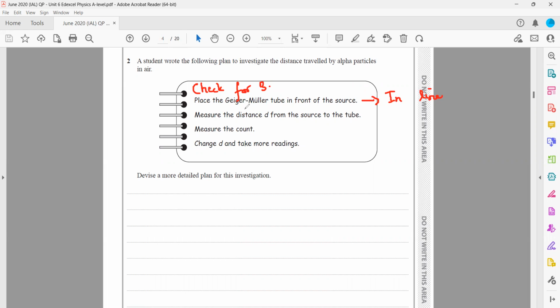Then measure the distance from the source to the tube, but you should specify how you'll measure the distance. So how will you measure the distance between the source and the tube? By a meter rule or a meter scale. And when you're measuring this distance, you should avoid a parallax error, like looking perpendicular.